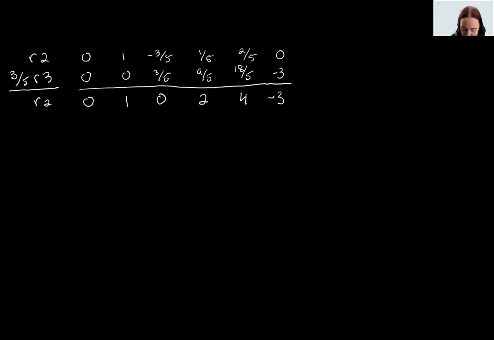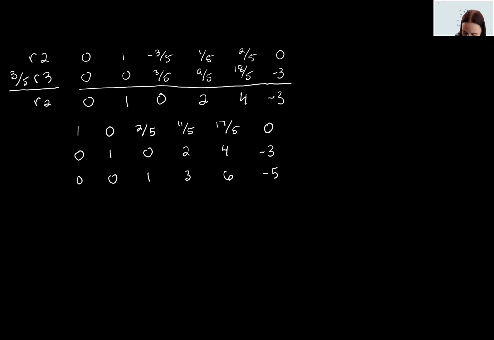So I just got my new row 2. So my new matrix right now is 1, 0, 2 fifths, 11 fifths, 17 fifths, 0. Now this is my new row 2, so 0, 1, 0, 2, 4, -3, and 0, 0, 1, 3, 6, -5.